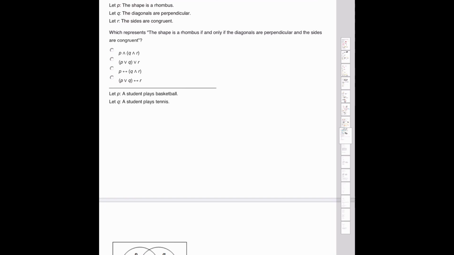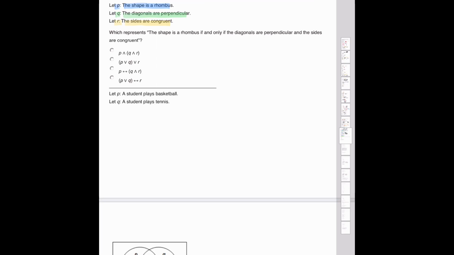Let us look at this next problem. This problem is different from any other problem that we've seen so far, but it's very easy. Let me show you. Here we are given that P represents the shape as a rhombus, Q represents that the diagonals are perpendicular, and R represents that the sides are congruent. Well, we are being asked to identify which of these represents the following statement.